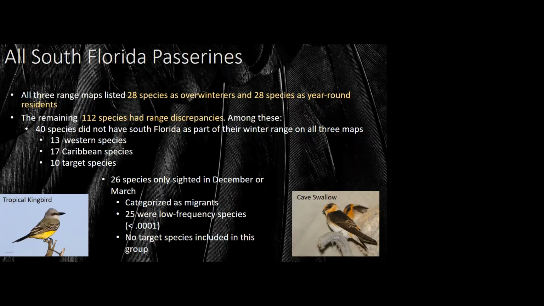26 species were only sighted in December or March, and for the purpose of the study, I categorized those as migrants because those could just be latecomers or late goers during those migratory periods, and they weren't seen during those core winter months. 25 of those were seen at really low frequencies, but none of my target species were considered low frequency sightings.